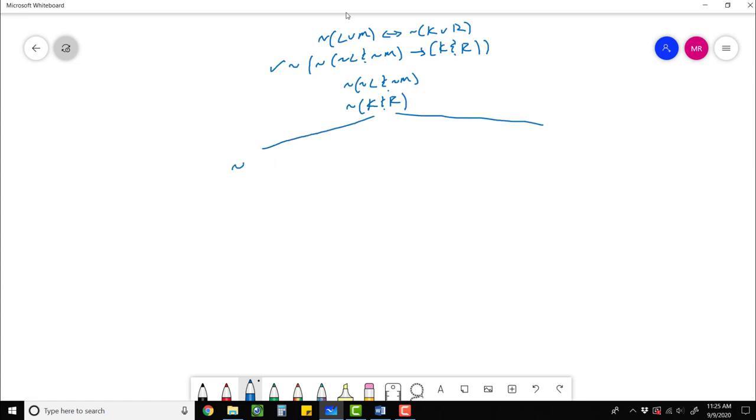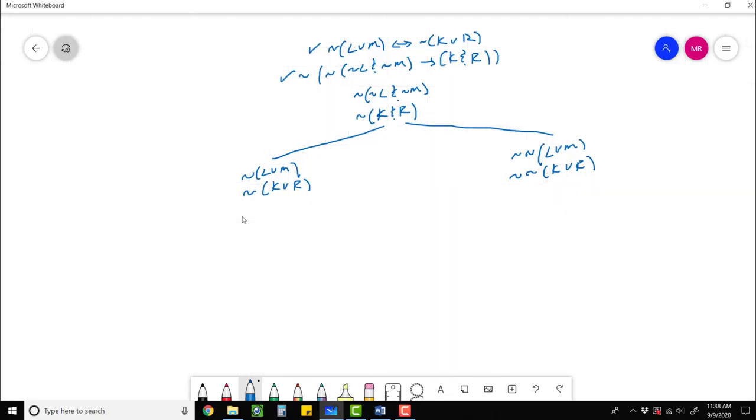So not the case that L or M, and not the case that K or R over here, and not the same thing over here, excuse me. We have not L or M, and not K or R, right? So A, B, not A, not B. And check. Okay, so now we have negated disjunctions down here, and those are non-branching. So let's go ahead and just lay those out. So we've got not L, not M, check. And we've got not K, not R, check.